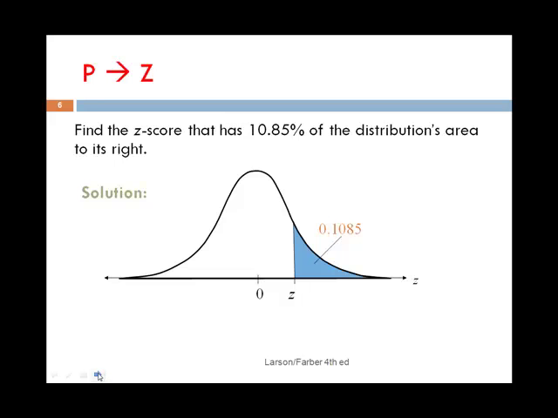Now, if I look up the z-score for 0.1085, that's not going to give me what I want, because remember, z-scores on Table 4 give the cumulative probability, which is the probability all the way to the left. So if I just look up 0.1085, it would be thinking on the table that I want 0.1085 to the left of the z-score, which is not correct. I want 0.1085 to the right.